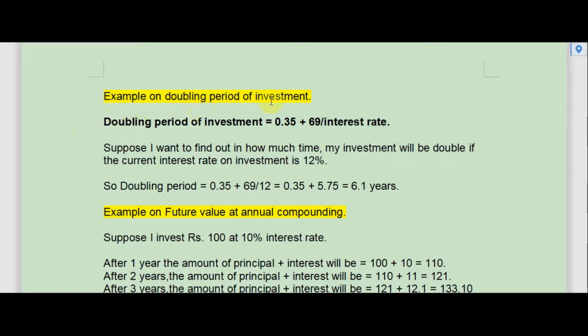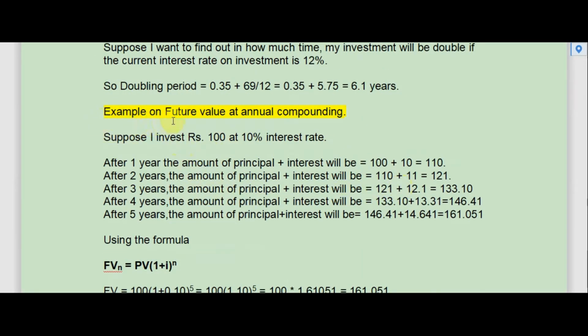First, an example on doubling period of investment. Doubling period of investment equals 0.35 plus 69 divided by interest rate. Suppose I want to find out in how much time my investment will be doubled if the current interest rate on investment is 12%. So the doubling period equals 0.35 plus 69 divided by 12, equals 0.35 plus 5.75 equals 6.1 years. So any investment would take 6.1 years to double if the rate of interest on investment is 12%.